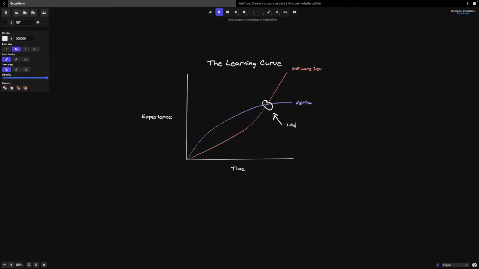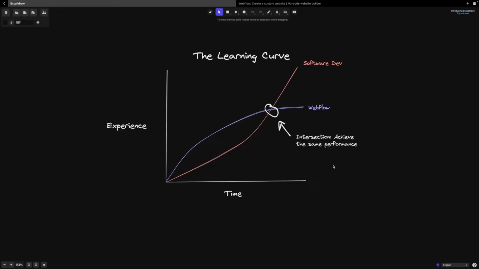This intersection point is the point where you are at the same skill level, or you can achieve the same amount. Of course, I'm aware everyone learns at their own pace, but that's why this estimate is based on my personal experience and not the experience of other developers.